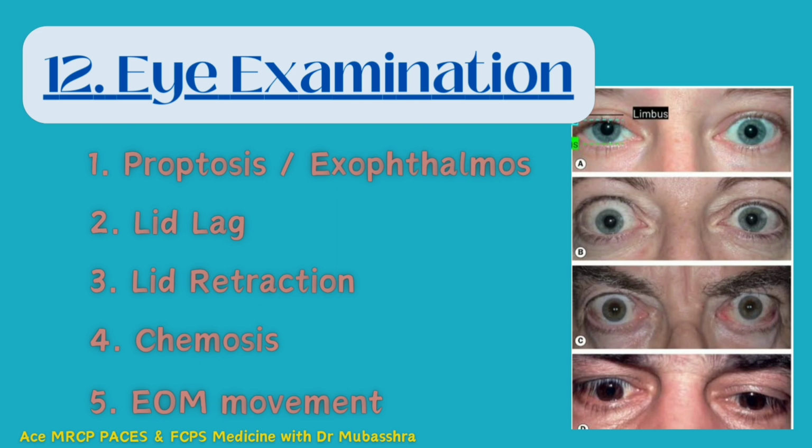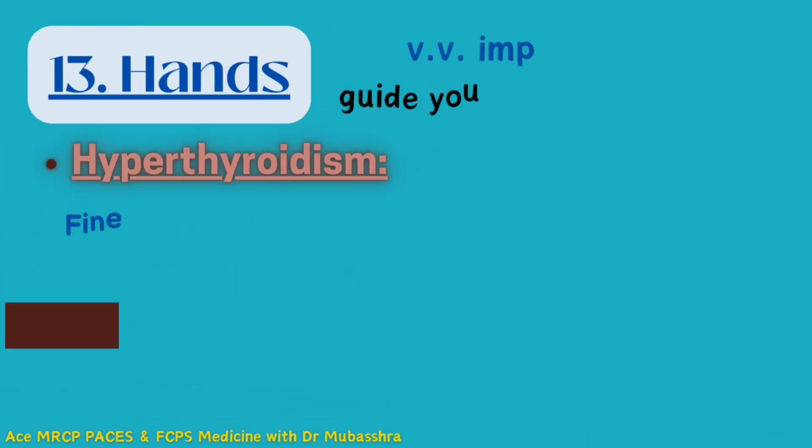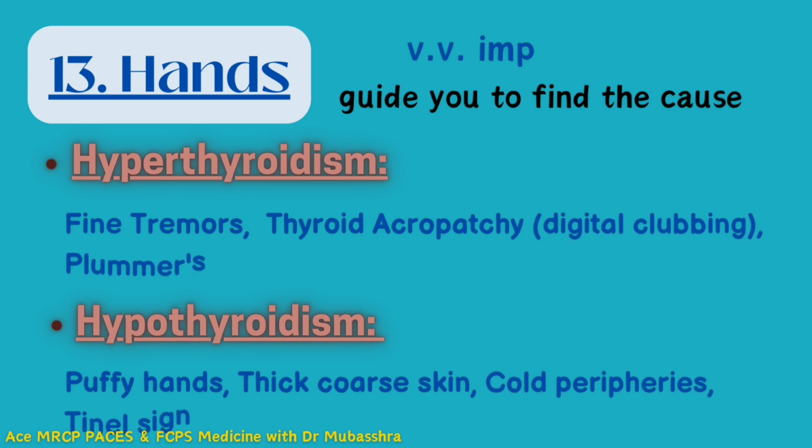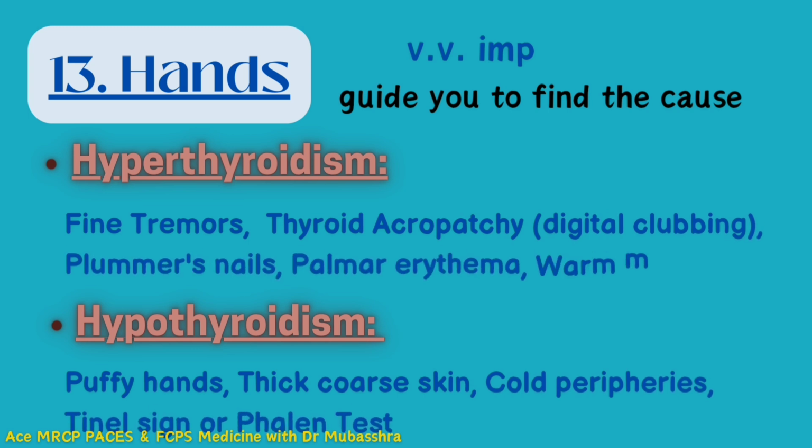because of cerebellar degeneration in case of hypothyroidism. Then comes hand examination. This part of examination is very important because it can guide you to find the cause of thyroid disease, whether it is hypothyroidism or hyperthyroidism. Look for puffy hands. For example, let's say it is hyperthyroidism. You will ask the patient to outstretch their hands and come at the level of the patient and look for fine tremors. Then examine the nails for digital clubbing, which is known as thyroid acropathy.